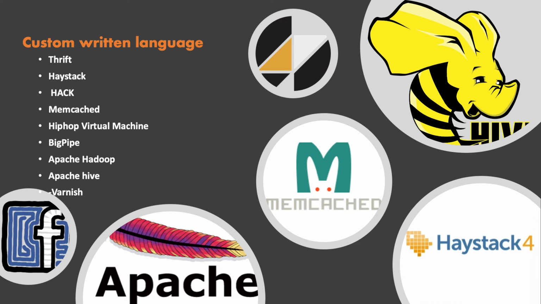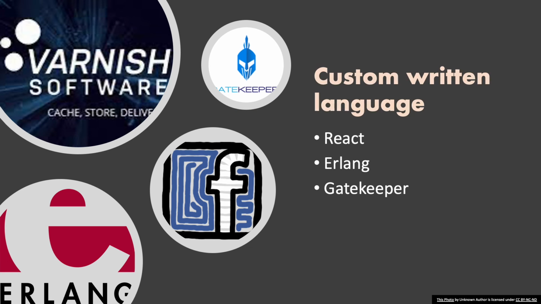BigPipe serves web page insertions called pagelets. Varnish, a web page accelerator. React helps developers build user interfaces. Erlang helps change code without stopping the system. Gatekeeper lets developers run code for different sets of users.